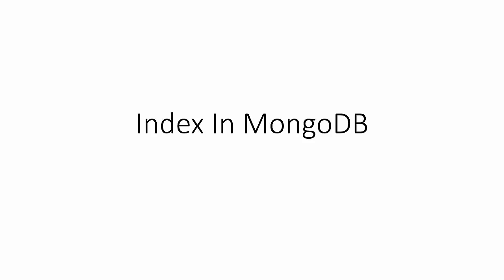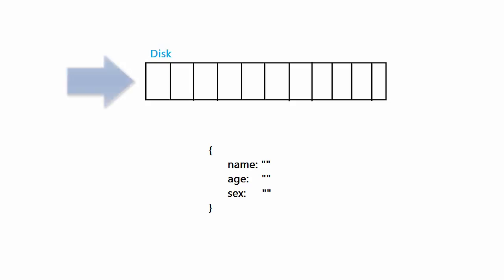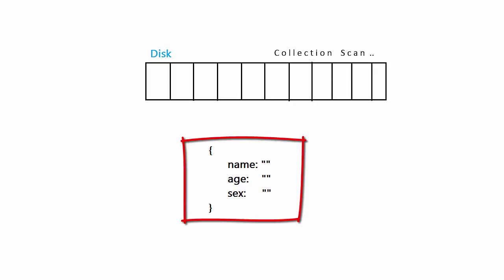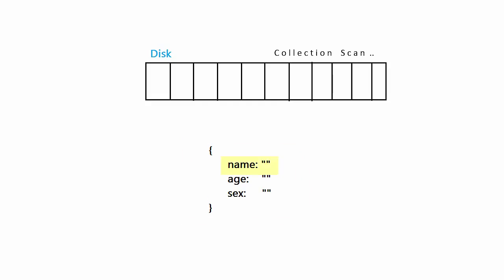Let's look at indexes in MongoDB. Assume that this is a disk, a collection with a large number of documents inside it. Each document has fields name, age, and sex. If we are searching for a particular name, the Mongo engine starts searching for that name. Even though it finds the matching name, it needs to scan through to the end because there may be multiple matching documents.